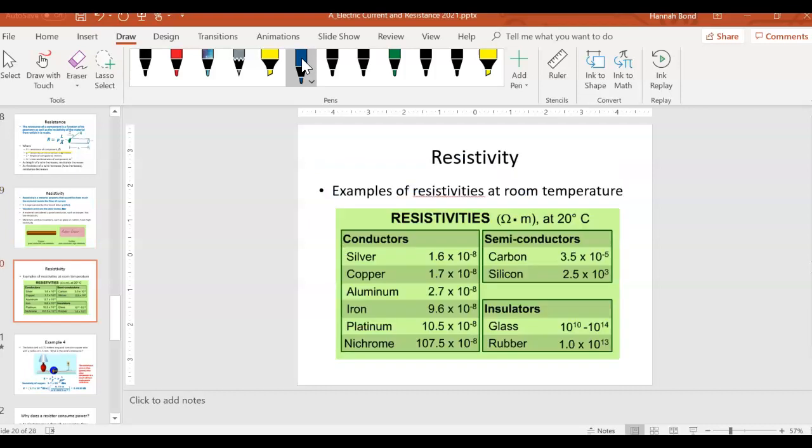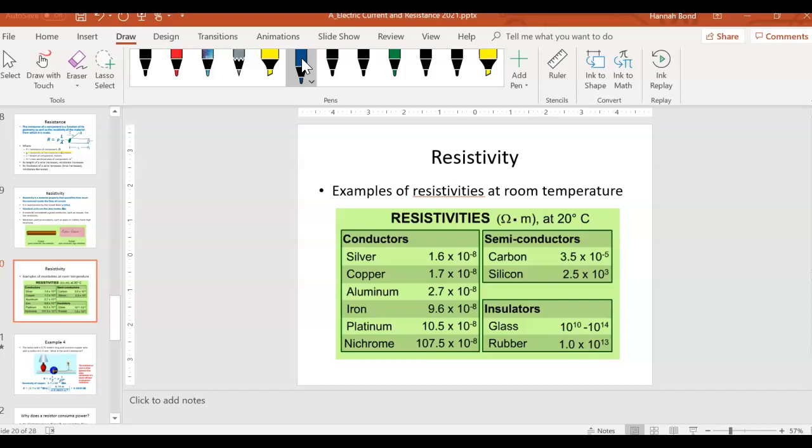Here is a table that gives some examples of resistivities at room temperature. And if you look on the left, you've got a whole list of different metals, and all of their resistivities have values that are on the order of 10 to the negative 8th ohm meters. If you look on the right, in fact in the lower right where you have some examples of insulators, their resistivities are on the order of 10 to the 13th or 10 to the 14th ohm meters.